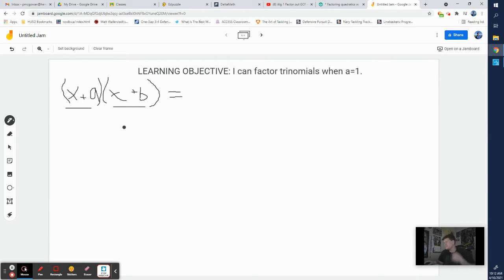Well, if I did, either using box method or FOIL method or just distributing it out, I get x times x, which is x squared. I get x times b, which is bx. I get x times a, or a times x. I get a times x, which is ax. And then last, I get a times b, which is just ab.